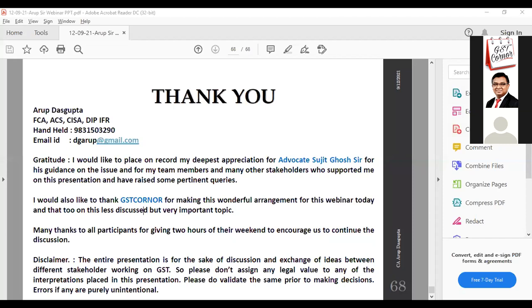Question number two: the place of the employee is not registered under GST. Will GST ITC be allowed? Thank you for raising this wonderful query. I have already handled the query regarding work from home. In work from home, we are getting this query from clients: I have given these assets to the employees and they are utilizing them, but the place of the employee is not registered as an additional place of business. So can I actually get the ITC for that?